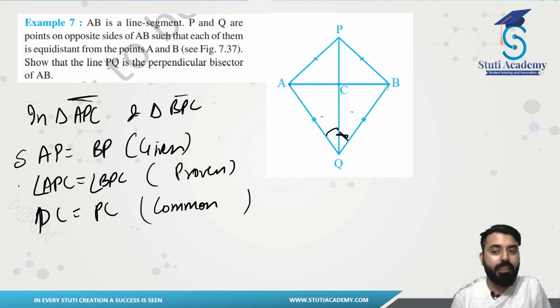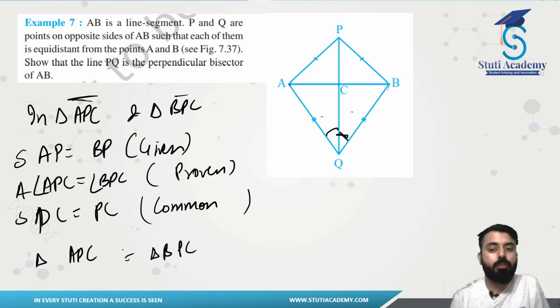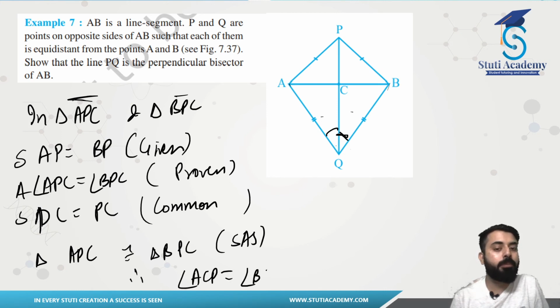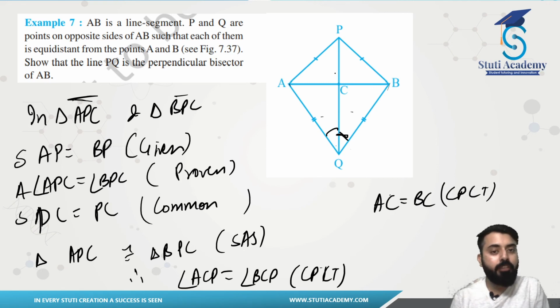So you guys see, side angle side, triangles APC and BPC, both are congruent, and by which? By side angle side criteria. And you can say angle ACP is equal to angle BCP, CPCT. Also you can say AC is equal to BC, CPCT. Now guys, see, if both of these two angles are equal, then one thing is left here.